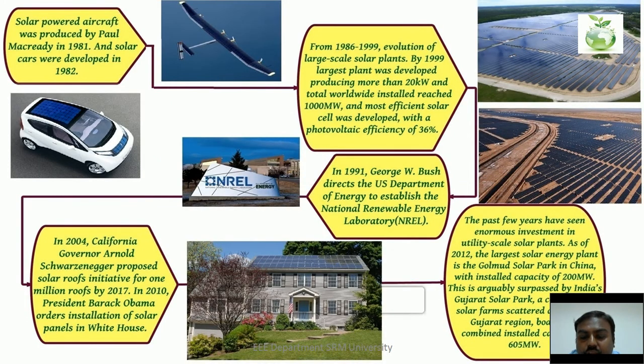In 1991, in the evolution of photovoltaic systems, there was a major breakthrough when George W. Bush, then President of US, established a National Renewable Energy Laboratory. This National Renewable Energy Laboratory, called NREL, is the source for so much research that happened in photovoltaic power systems. Over the past years, a lot of research and development has happened in photovoltaic power systems. So the photovoltaic power system we use has a history of 180 years.